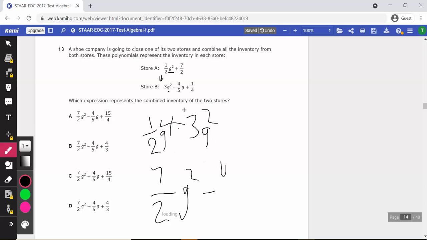So we can see store A doesn't have a g term, so we just take the term in store B, negative 4 over 5g, and then store A 7 over 2 plus 1 over 4, which is 15 over 4. So our answer is A.